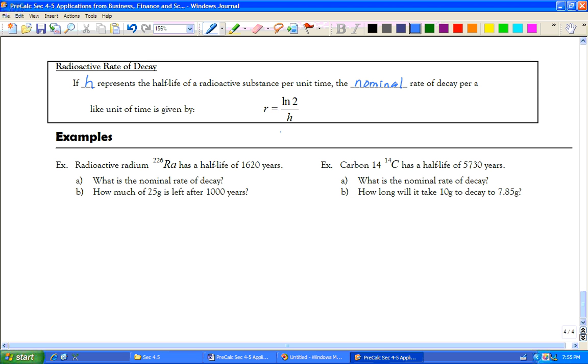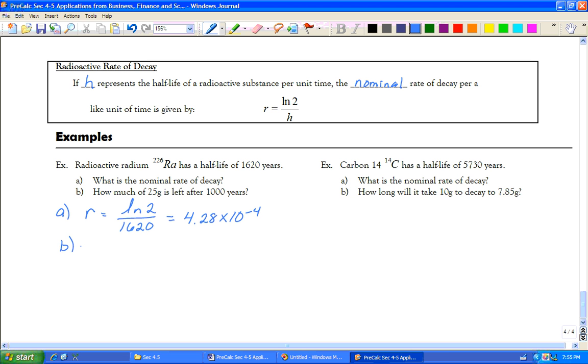So we have radioactive radium. It has a half-life of 1,620 years. What is our nominal rate of decay? Well, R is going to equal the natural log of 2 over 1,620. So if we calculate that, that's 4.28 times 10 to the negative fourth.